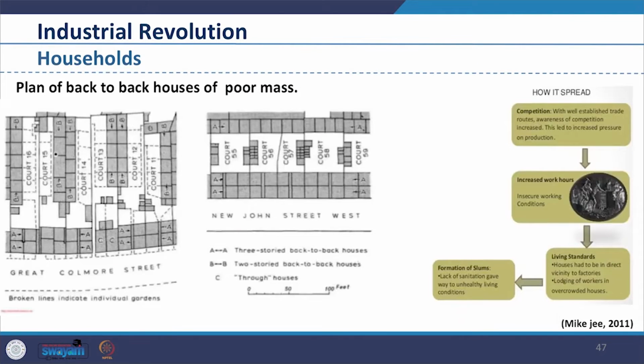In the image, we can see the plan of these houses which were there at that time. You can see how the houses of the poor masses were placed back to back, and how the streets were narrow and did not allow the light to penetrate through. So, you can visualize how unhealthy the environment was at that point in time.